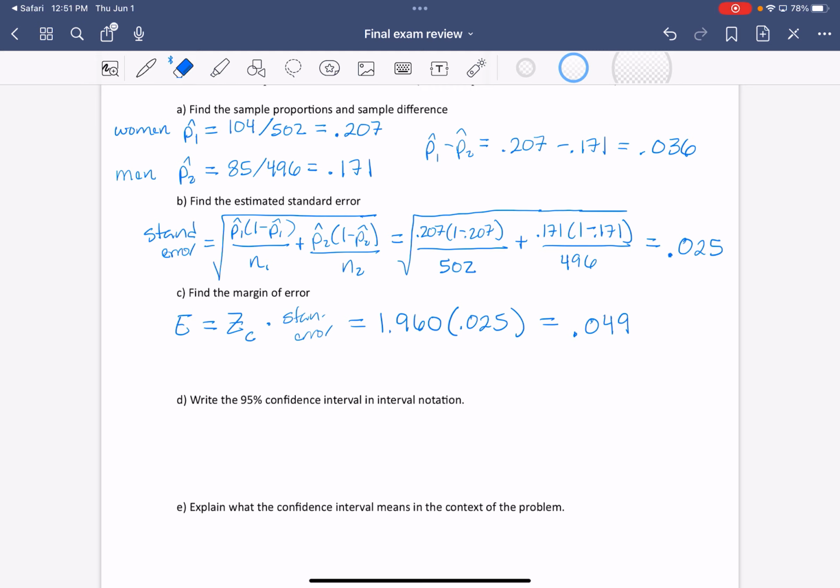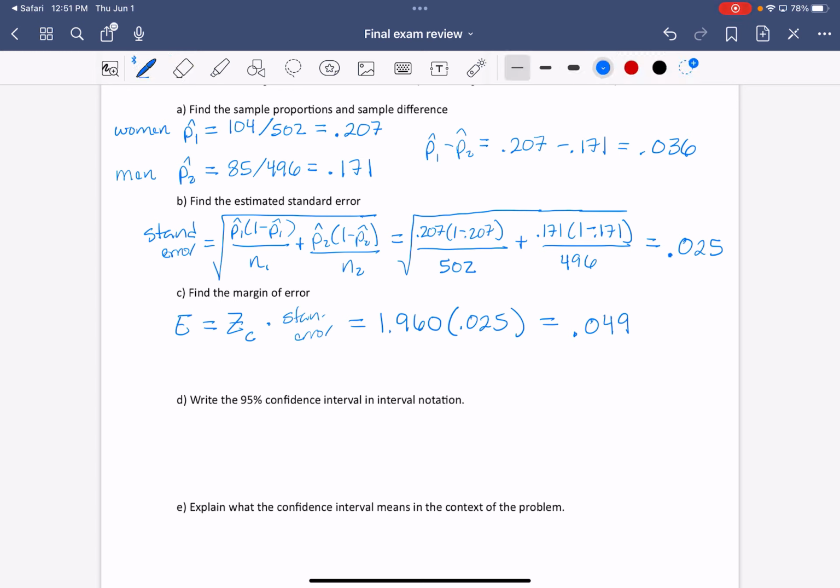I just got point four. Did I do it wrong? Let's see. No, it's at 95, so 1.960. That's what I did. You do 0.025? Oh, I did point two oh five. Okay, thanks.